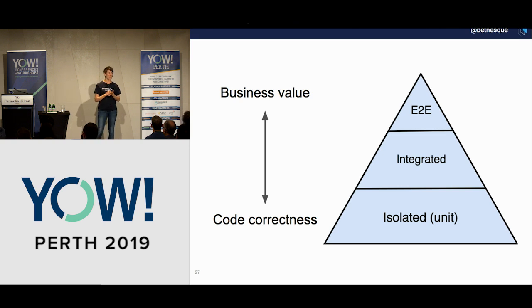Isolated tests are really good at showing you where something has gone wrong, but they don't give you that confidence that everything is going to work together. Now, all of these types of tests have a role to play, and the key is to get them in the right balance and use the right tool for the right job.